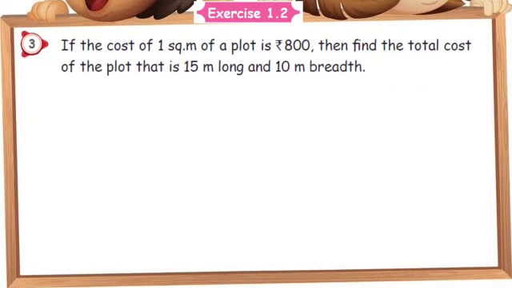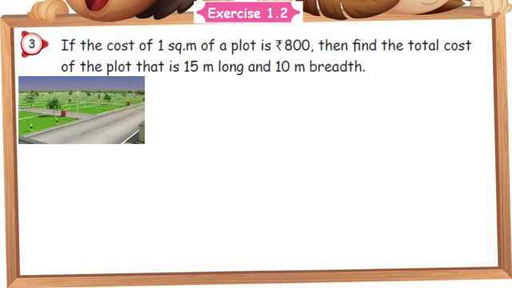Fifth sum, it's a word problem. If the cost of 1 square meter of a plot is rupees 800, then find the total cost of the plot, that is 15 meter long and 10 meter breadth. So it's a plot, isn't it? You might have seen in the bypass road or in nearby area, isn't it? Okay. So this is the sum for us. So 15 meter long and 10 meter breadth. That means sure it's a rectangle shape.